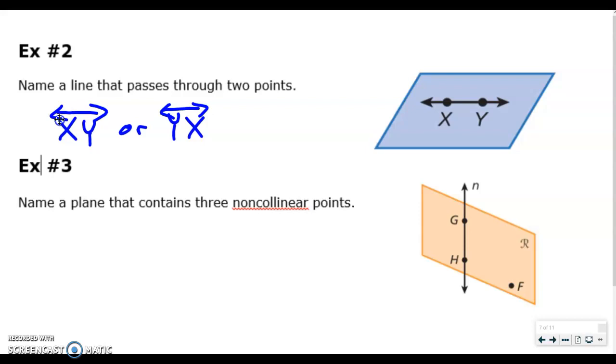Example number 3, we need to name a plane that contains 3 non-collinear points. Remember, non-collinear is points that are not in a line. So 3 points not in a line. We have G, H, and F. And we just need to name that plane. So we have that little R. So it could be plane R. And we can also name our plane with the 3 points. So plane GHF.